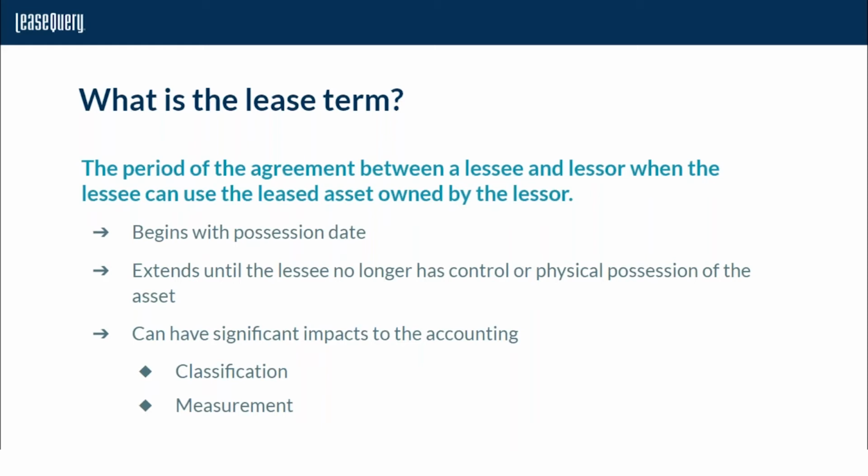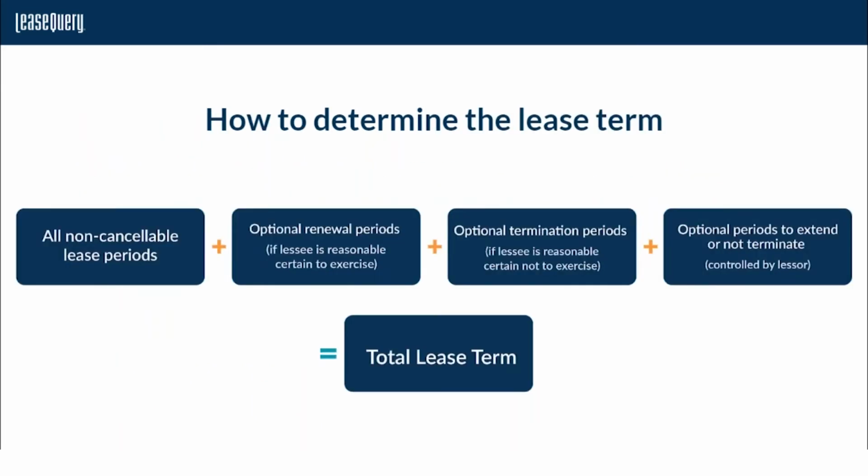Determining the correct lease term is imperative because the term impacts the classification of the lease and the measurement of the lease liability and right of use asset. The total lease term is similar to a formula. It's depicted here by this graphic.